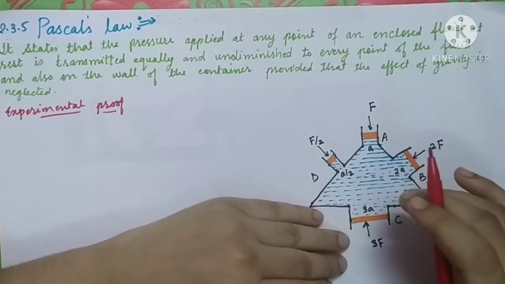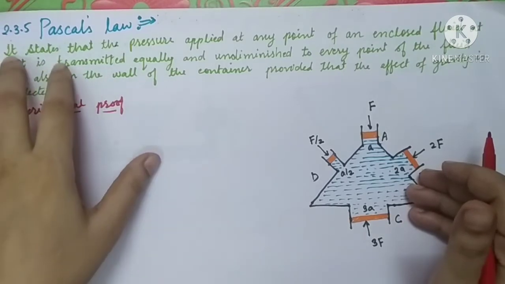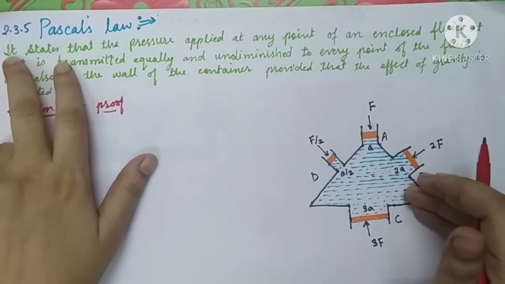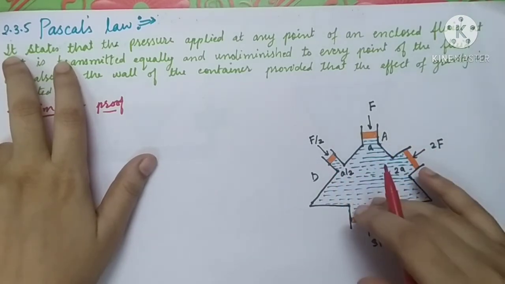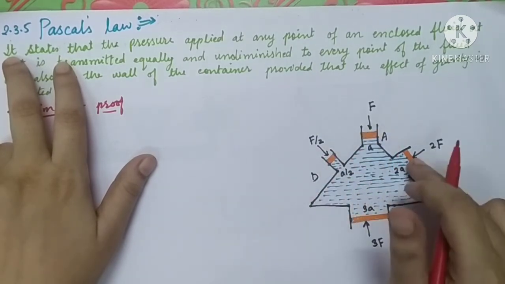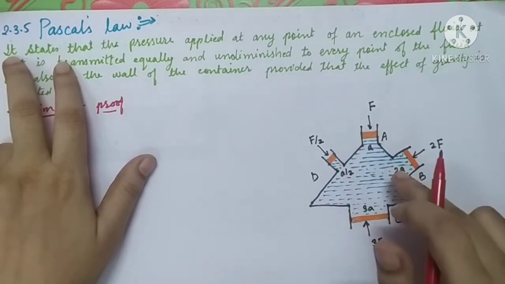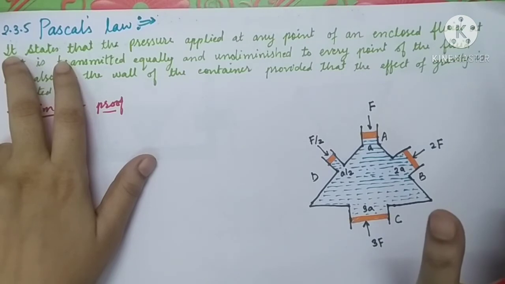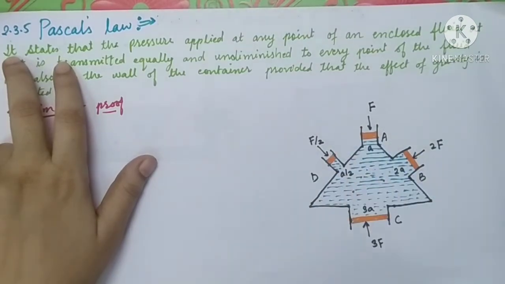So according to Pascal's law, we will observe it. This is called Pascal's law. It means that at each and every point where you apply pressure, this pressure is transmitted to each and every point of a fluid, or each and every opening of the fluid, equally. And each point inside a liquid will have the same pressure.